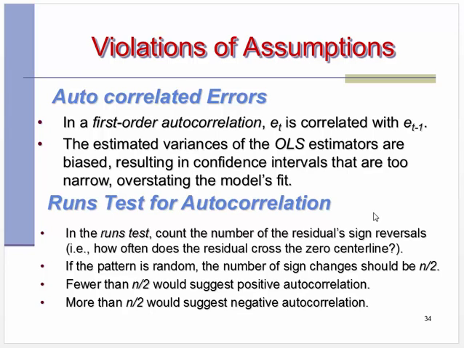Runs test. You can run tests for autocorrelation. In the runs test, count the number of residual sign reversals. That is, how often does the residual cross the zero center line? If the pattern is random, the number of sign changes should be n over 2. Fewer than n over 2 would suggest positive autocorrelation. More than n over 2 would suggest negative autocorrelation.